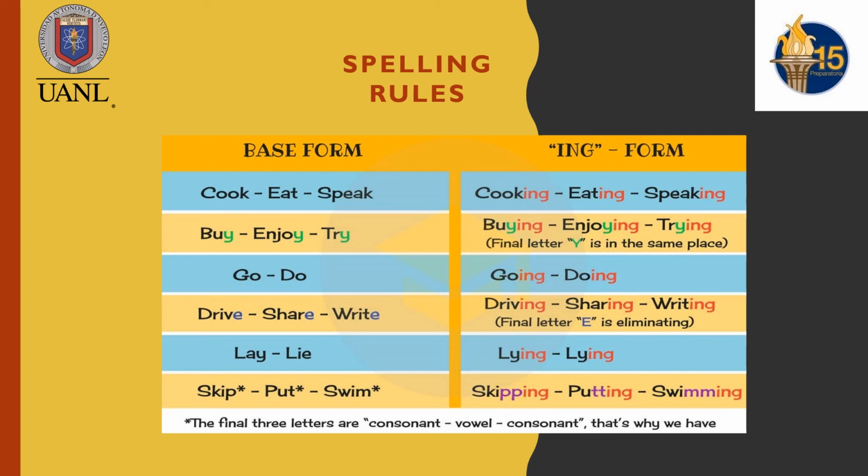And you have skip, put, and swim. You have verbs with one syllable, so you have a vowel in the middle, right? The final 3 letters are consonant, vowel, consonant. That's why you have swimming, putting, skipping. You're going to double this last consonant, right? Very good.